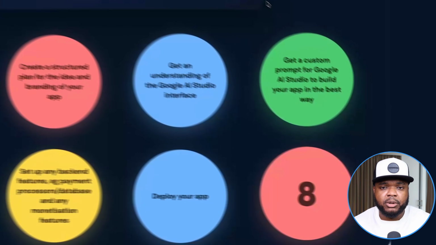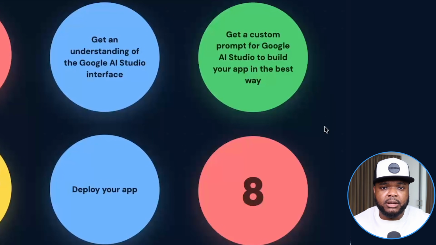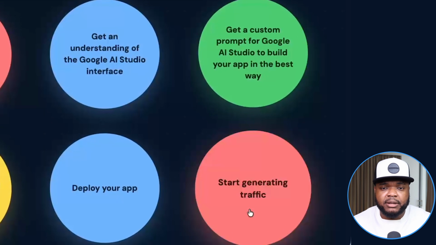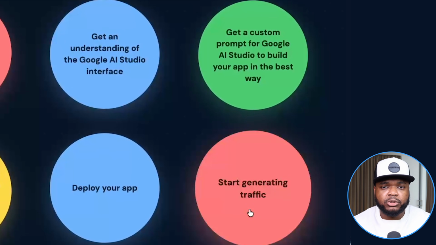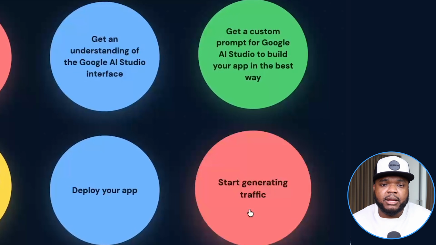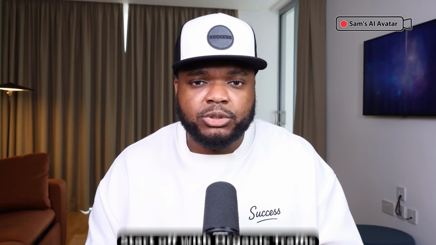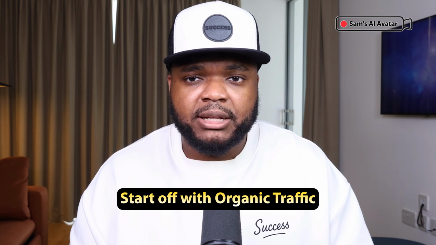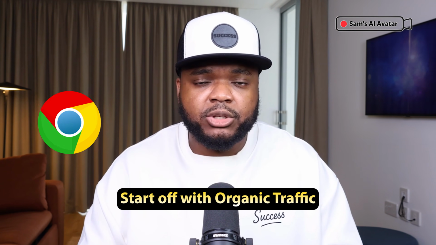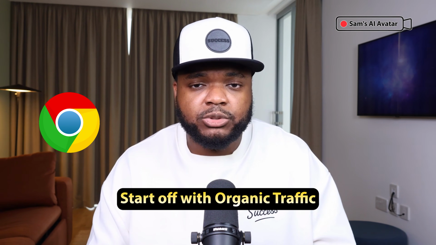But once you have deployed your app, the next thing, of course, is going to be to start generating traffic. Now, this is where a lot of people end up tripping up because they get confused on what to do, what not to do, what's the best approach to take. And I would say that it's going to be a mix of different things. Ideally, what you want to do is start off with organic traffic. For example, just making sure that you've placed the right keywords within your app so that there's a chance that your app can be ranked in the Google search results.